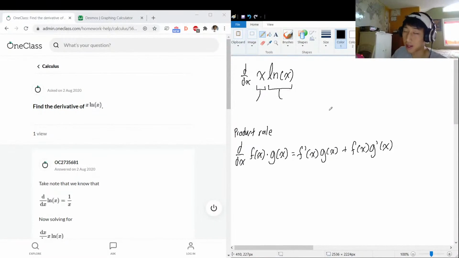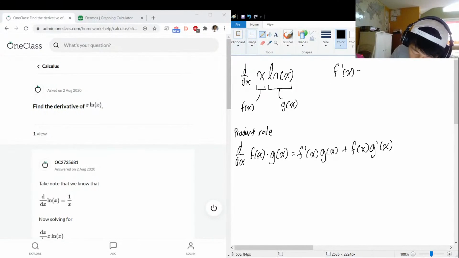So we can just use this rule and input these for f and g of x, because this is our general equation, and we can use our general equation to help us handle a specific case like this. So in this case, f of x is going to be just x itself, and g of x is going to be natural logarithm of x. So let's take the derivative of f of x. So what's f prime of x?